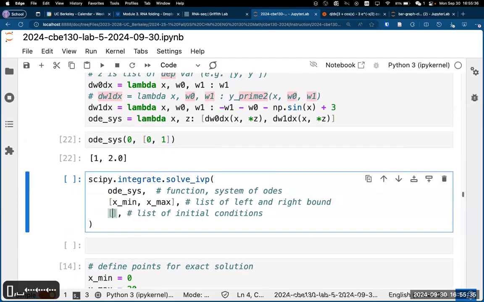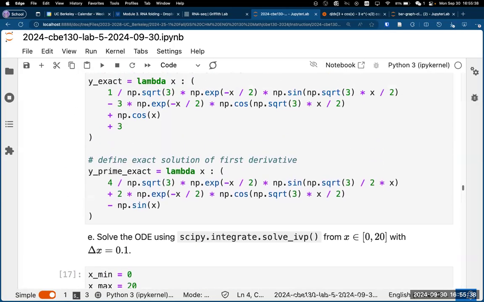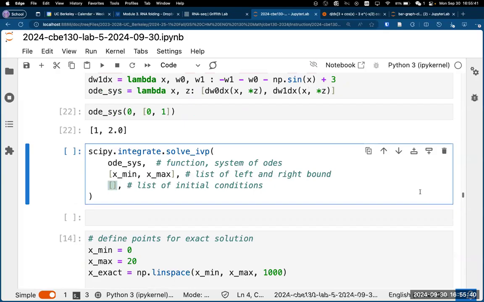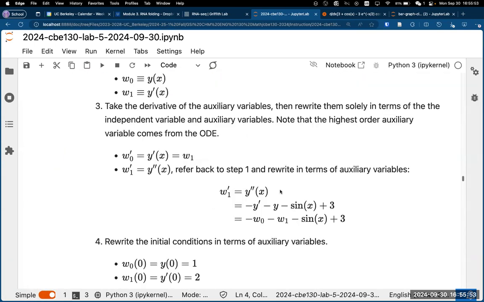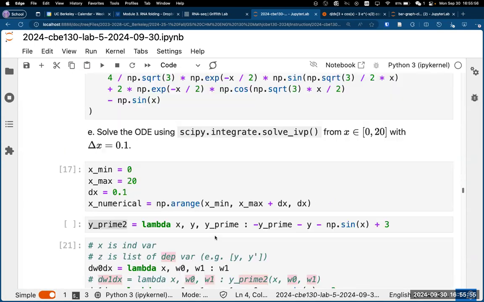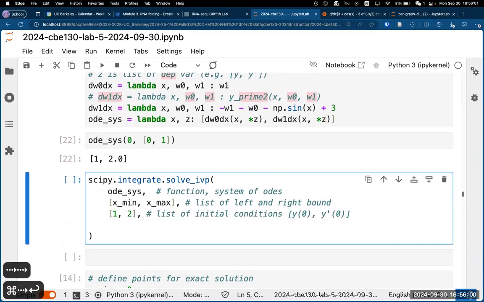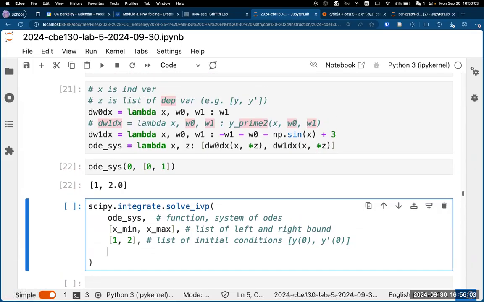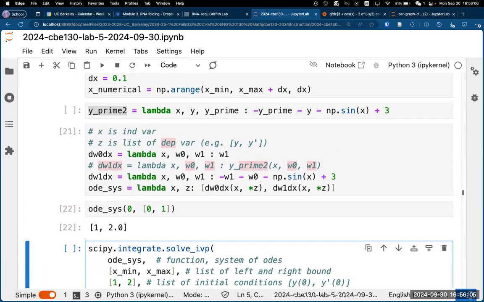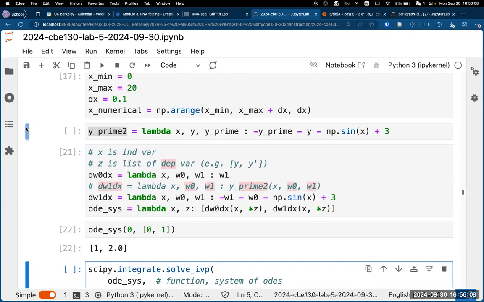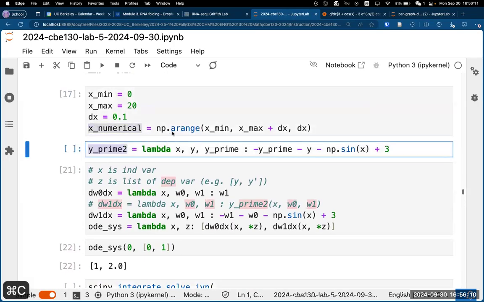So because we have a second order ODE, we have two initial conditions. And the initial conditions are in order. So the order is the original function at the initial point, and then the first derivative at the initial point. So y of 0 in the problem is 1, and y prime of 0 is 2. So we type in 1, 2. And then the fourth argument is optional. It's the t, or the time steps that we want to evaluate at. And in this case, it's x numerical.